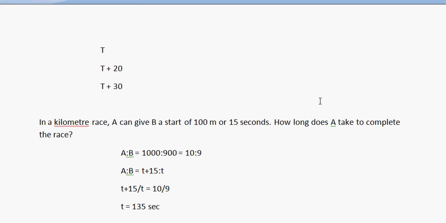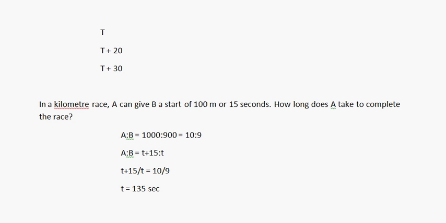So that's what we have to find. How long does A take to complete the race? A takes 135 seconds to complete the race. This is one method, which is the conventional method.